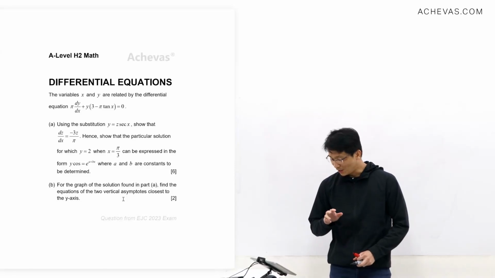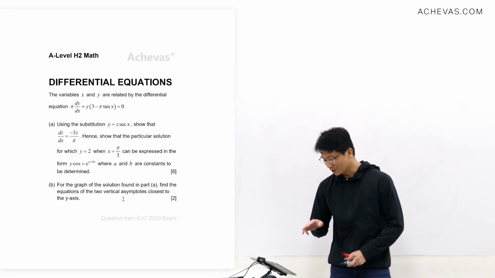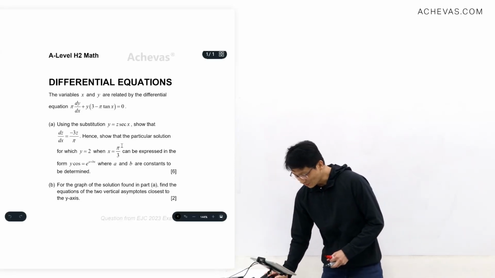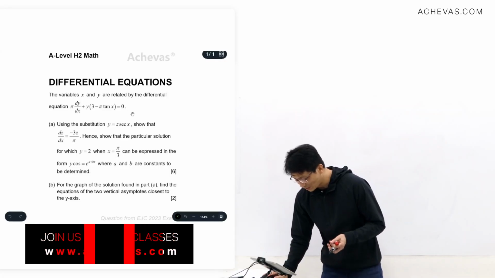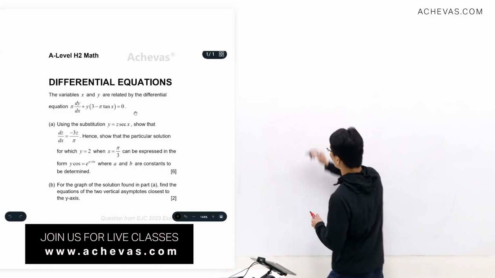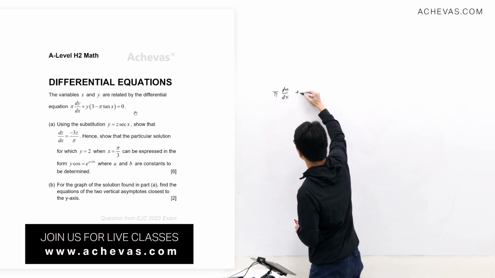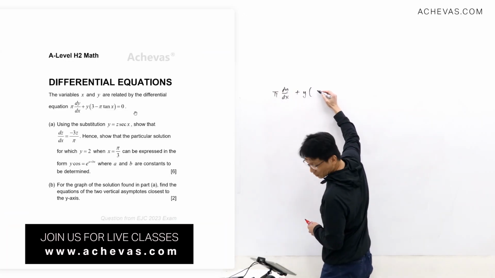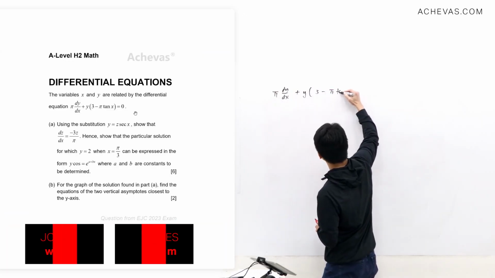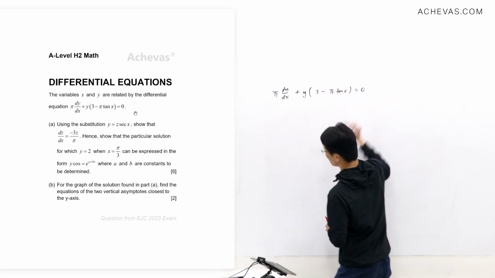Okay, today we'll be taking a look at a question on differential equations. So this question says the variables x and y are related by this expression. Just write it down on the board first: pi dy/dx plus y bracket 3 minus pi tangent x equal to 0.